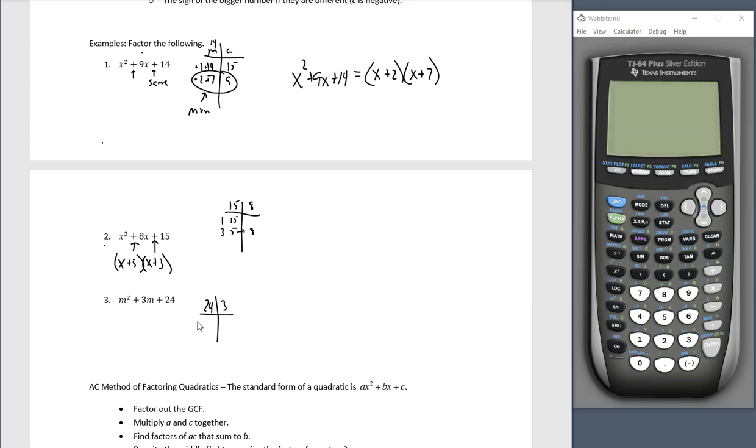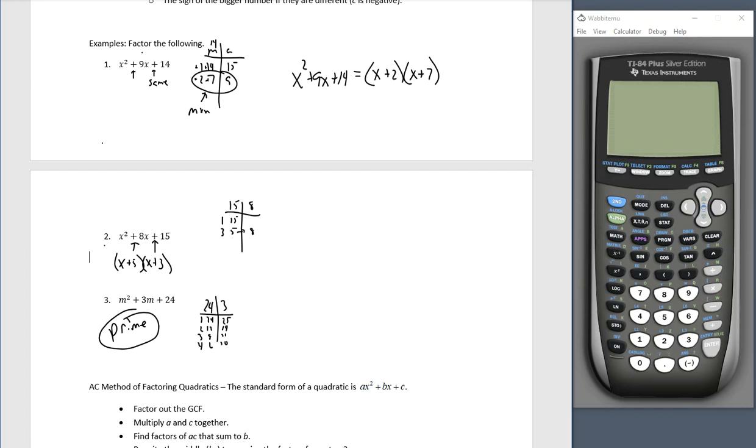Multiply to be 24, add to be 3. So we have 1 and 24, 2 and 12, 3 and 8, 4 and 6. But I need them to add to be 3: 25, 14, 11, 10. This one is said to be prime, because we cannot factor it.